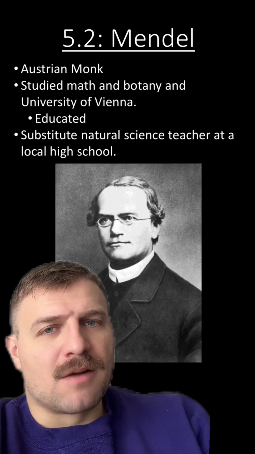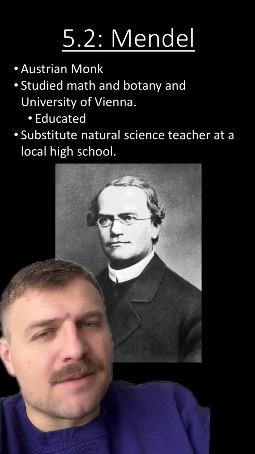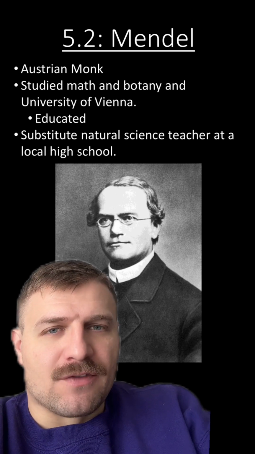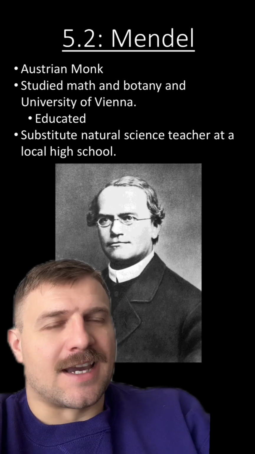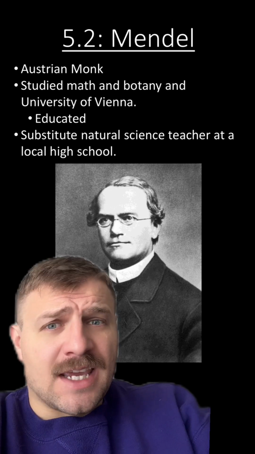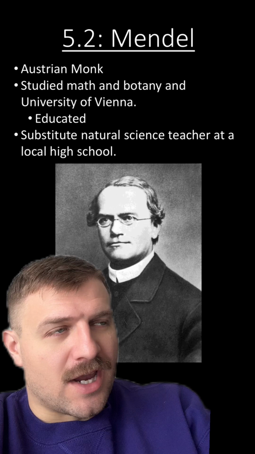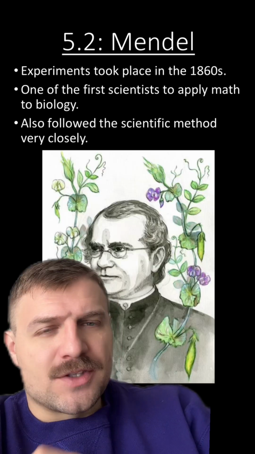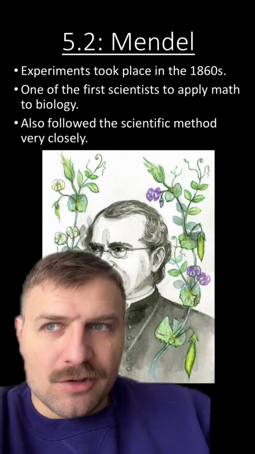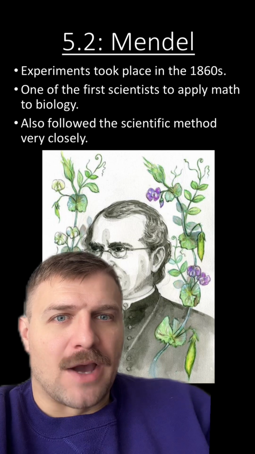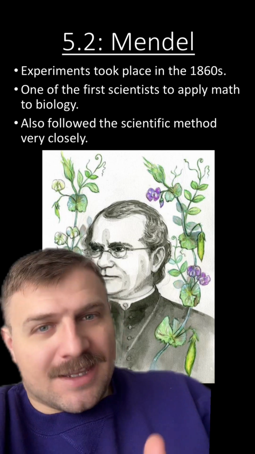So along comes Gregor Mendel, who is a monk, and he studied math and botany at the University of Vienna. The importance of this is to show that he had a scientific background. He was even a substitute natural science teacher at a local high school. His experiments took place in the 1860s. So at this time, we're still figuring out about cells. We don't know a lot about them yet, and we don't really know anything about DNA.